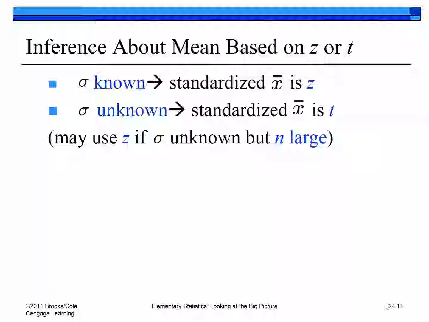In practice, if n is really big, the distinction between Z and T is so small that it won't make any difference. Since we'll have technology at our disposal, we'll always use T if the standard deviation of the population is unknown.